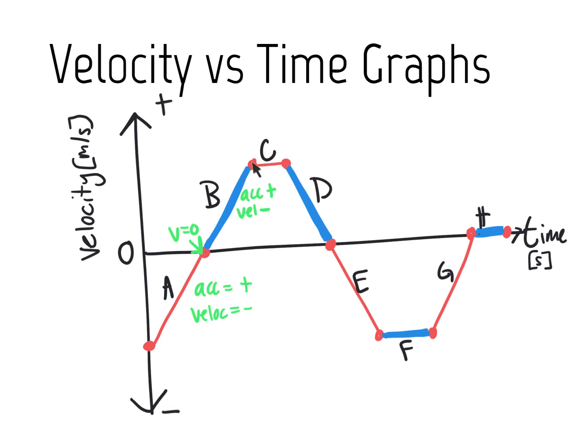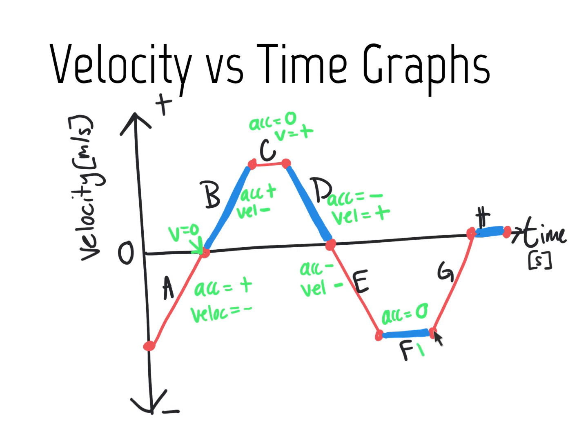At C, we have a flat line, which means zero acceleration, but we are still moving because we're still somewhere in this positive velocity area. At D, we're going to start slowing down. It doesn't necessarily mean I'm slowing down because the slope is negative, but because I'm getting closer to zero. In E, I still have a negative slope or a negative acceleration, and I'm speeding up because I'm getting farther away from zero. F is a constant negative velocity.